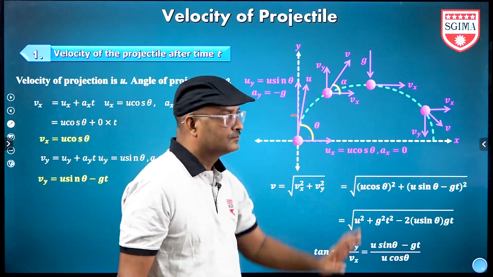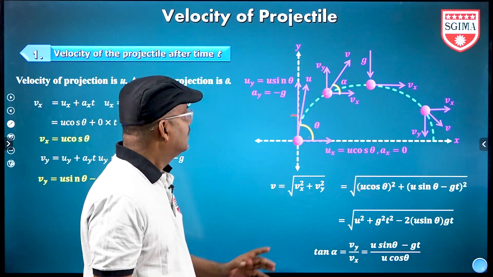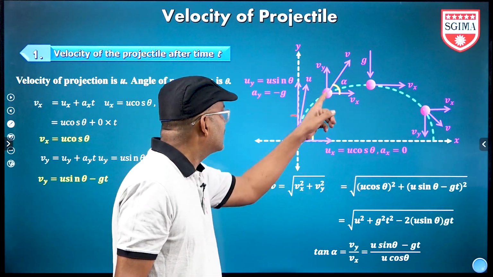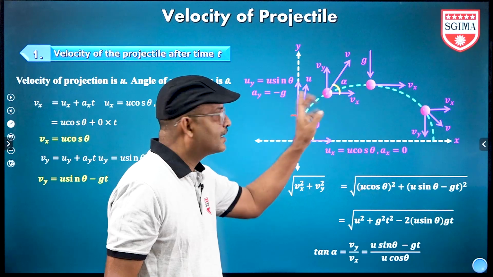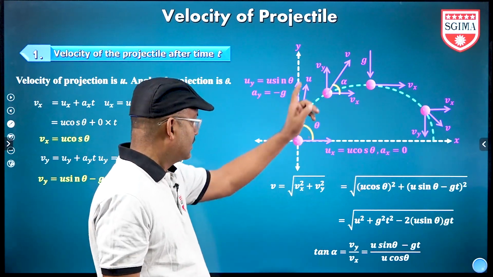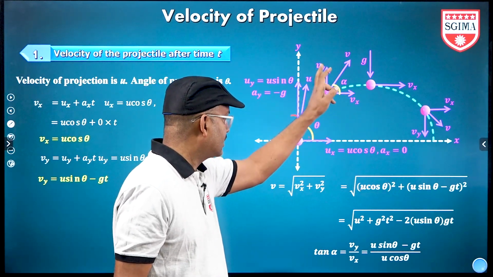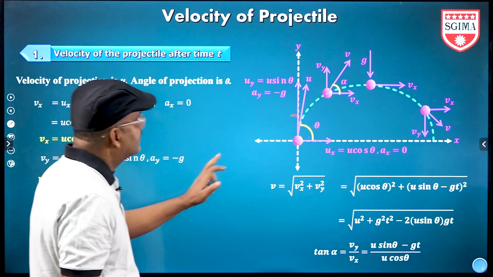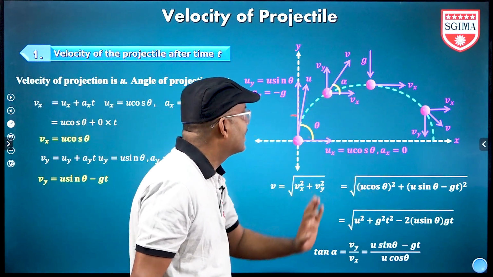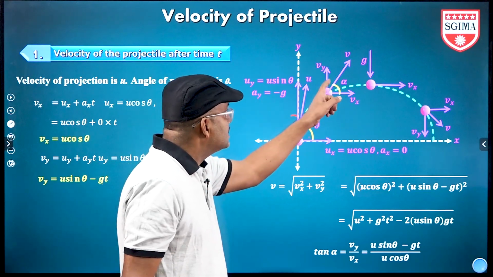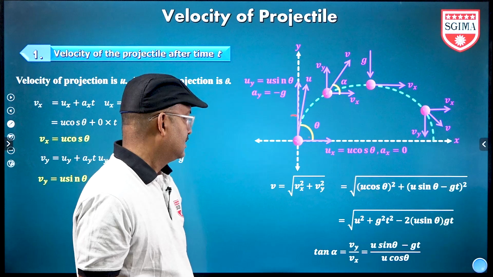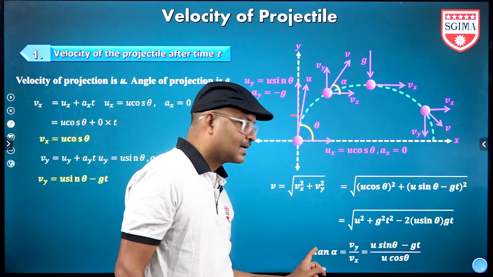Velocity at any time, when a body is projected, it reaches this point. Its velocity is different from the initial velocity because it is under acceleration. Now here velocity has two components. Those components are determined here and that velocity be determined here. So this velocity is making some angle alpha with the x-axis. That alpha also we can calculate.